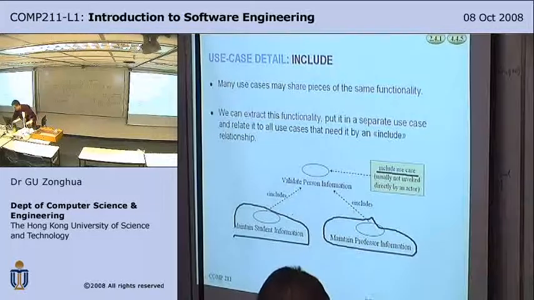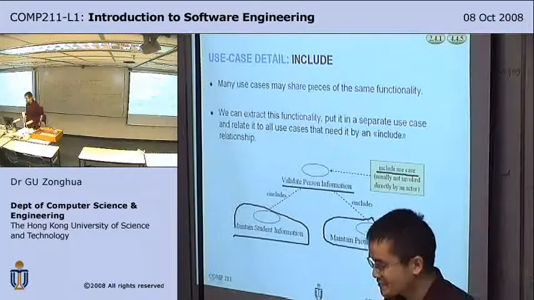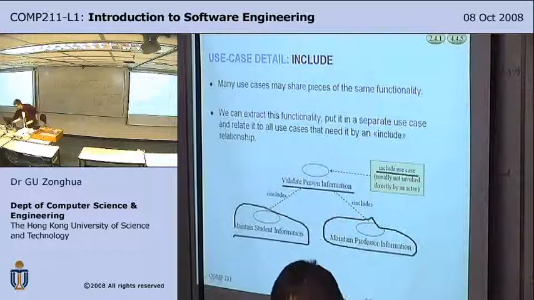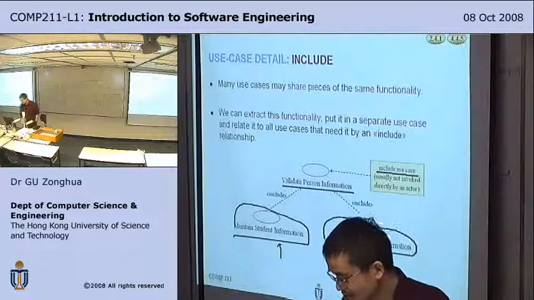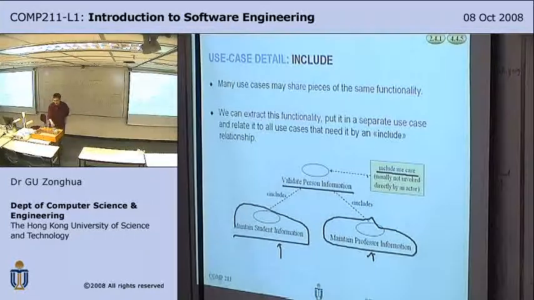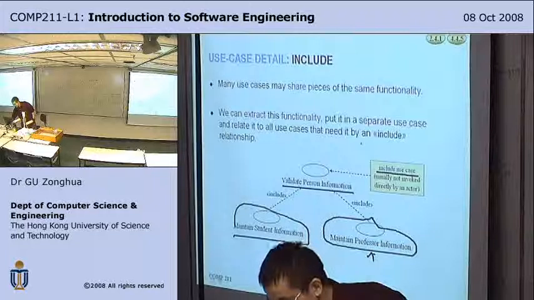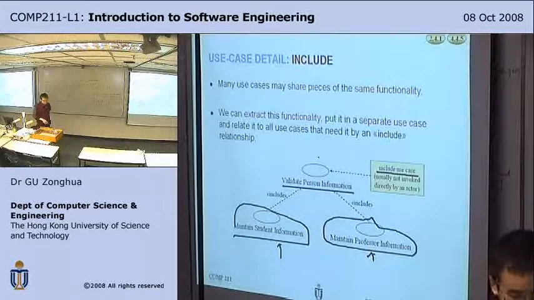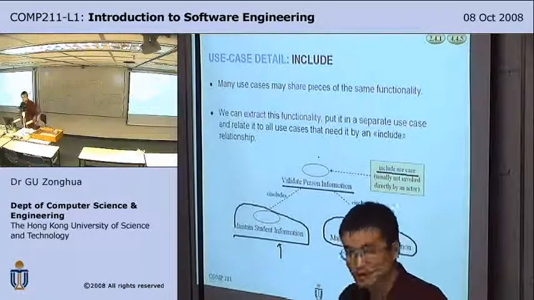Kind of like a function call, and this validate person information use case is usually not invoked directly by an actor, but it is invoked as part of the maintain student information and maintain professor information use cases. So the include use case is very much like a subflow in the use case flow of events, except it can be shared among multiple use cases, while a subflow is a purely structural mechanism within a single use case.